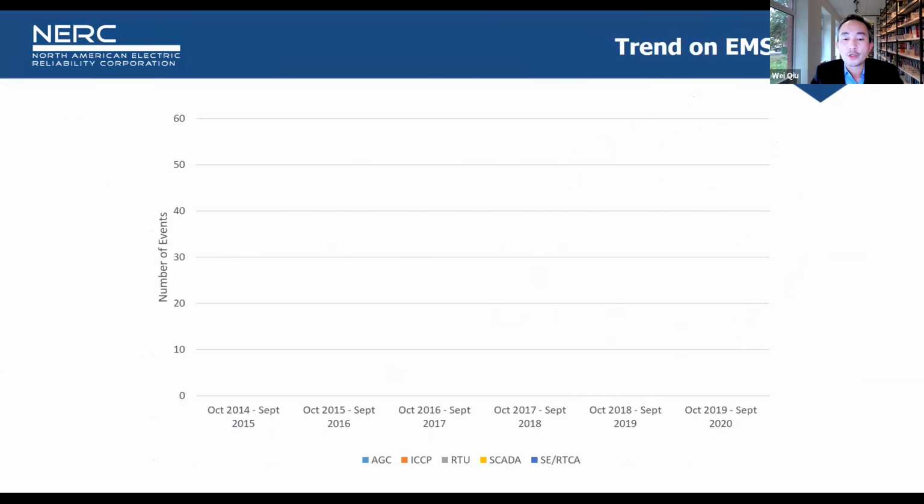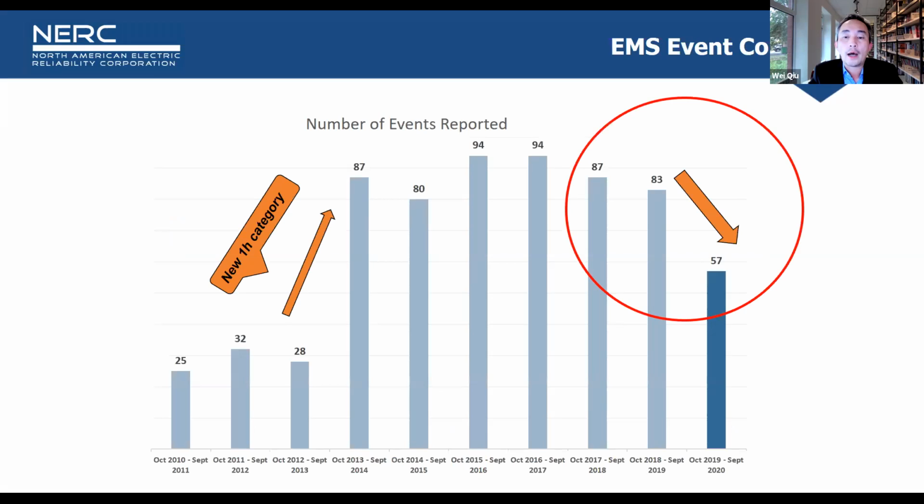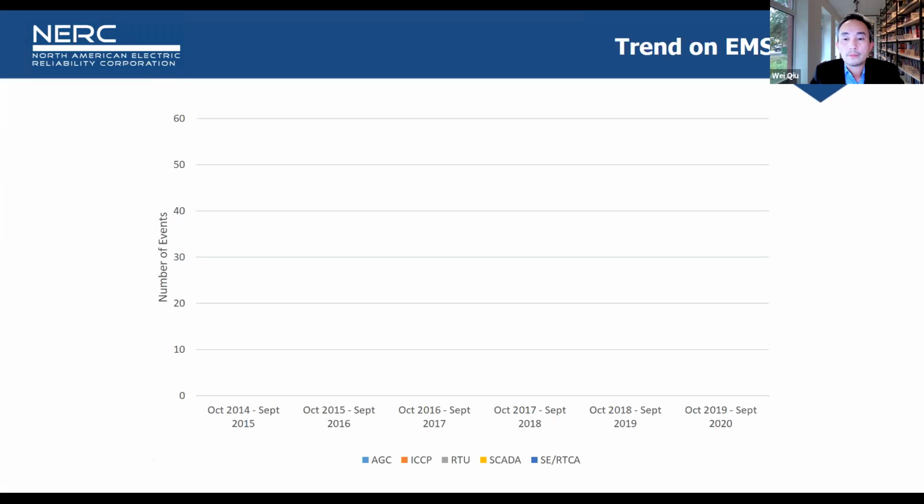Okay, just as I mentioned, we focus on these 5 EMS functions. Now we know the number of events is declining, so we're wondering which function declined the most and what impacts the number of events. Let's look at it one by one.